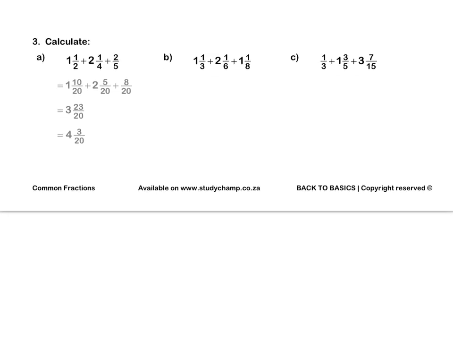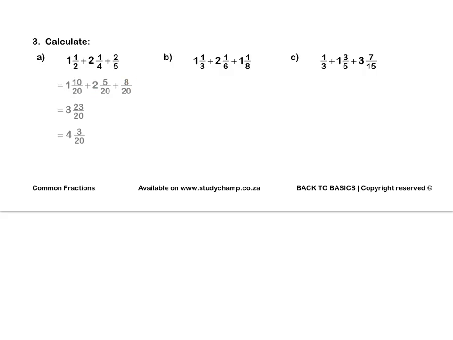Question 3. Now we've included mixed numbers. So, first let's look at our denominators. Our lowest common denominator is 20. So 1.5 is 1 and 10 out of 20. Plus 2. Then for our fraction part, we've times the bottom and the top by 5. And the last one, we times by 4, times by 4.